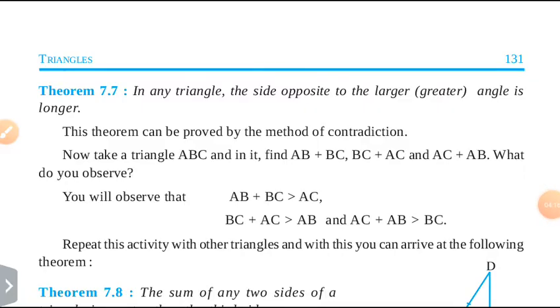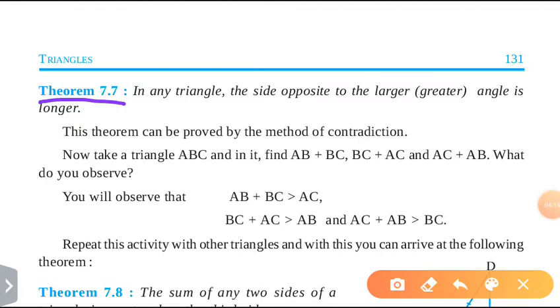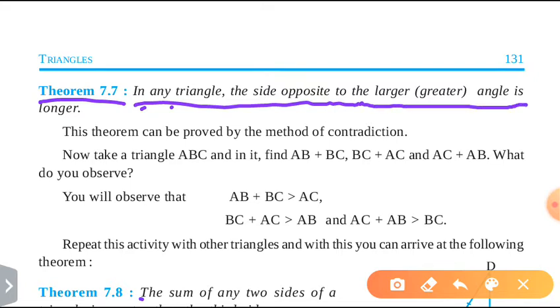These are the two theorems 7.7 and 7.8 which will be widely used in the next exercise 7.4. Now what are these two theorems? I am going to read. In any triangle, the side opposite to the largest or greatest angle is longer.